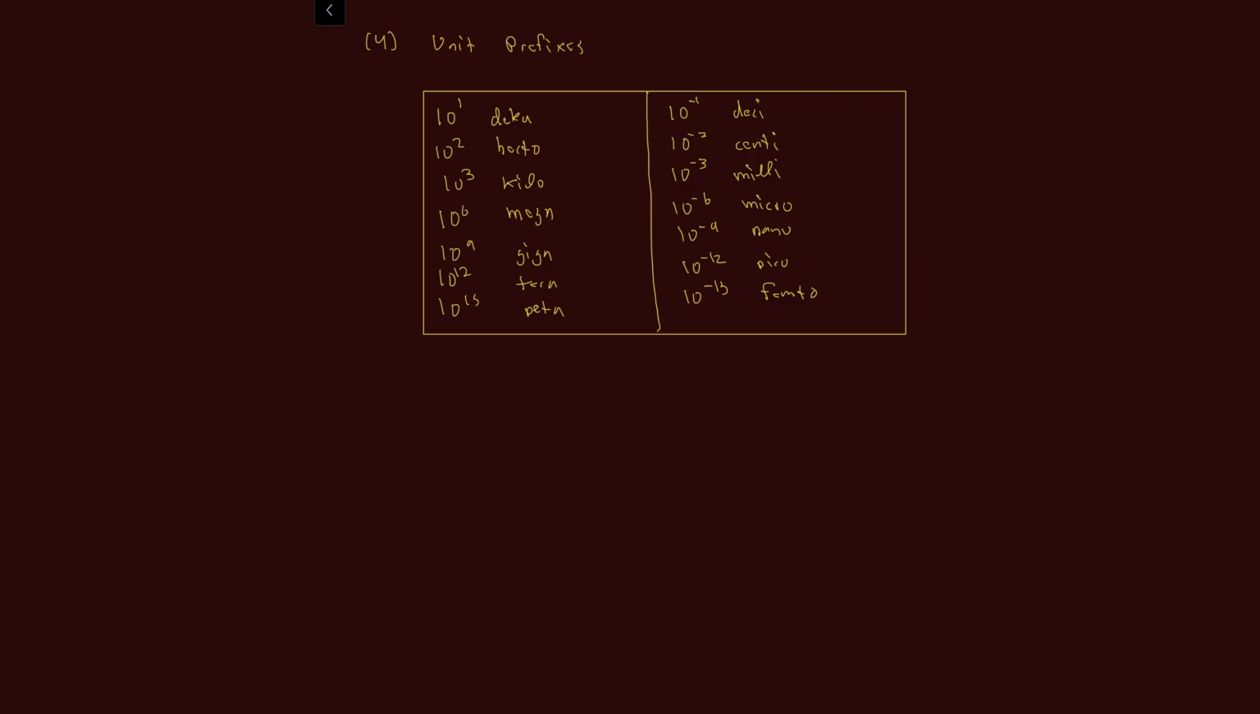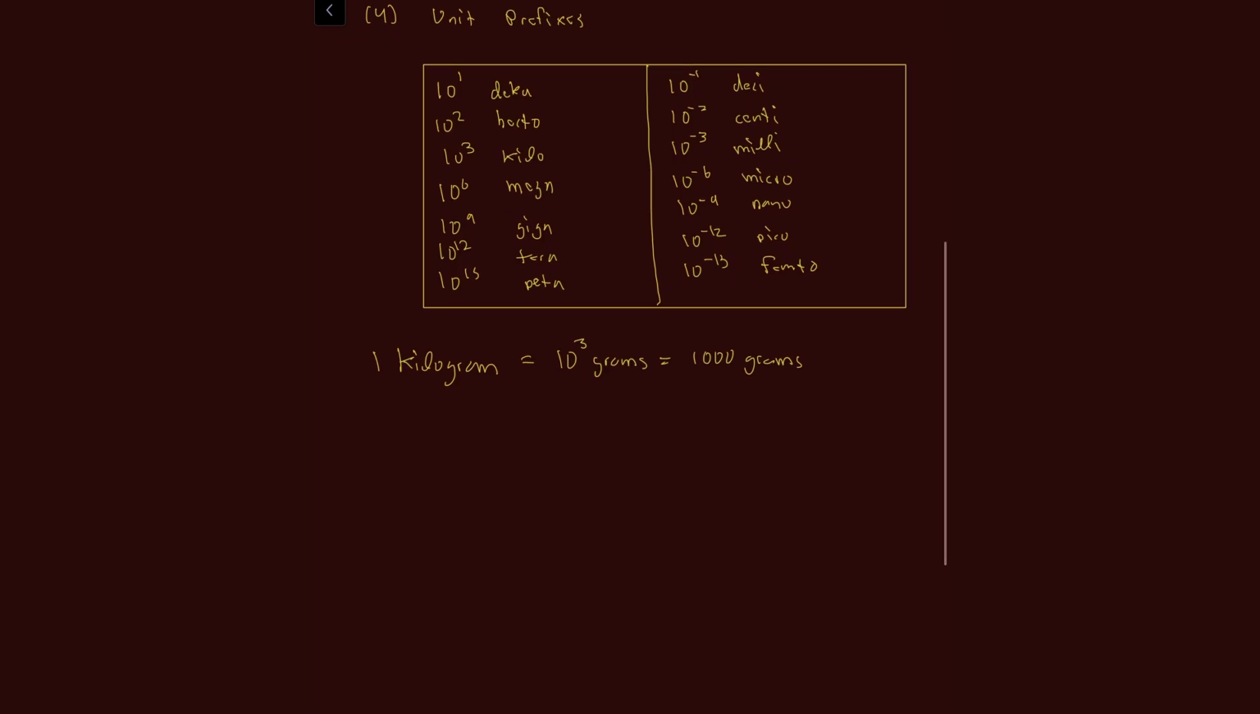So let's take a gram, right? Gram is your base. And for example, let's add kilogram. Now, kilogram is equal to 10 to the third grams, which is the same as 1,000 grams. That's how the prefixes work.